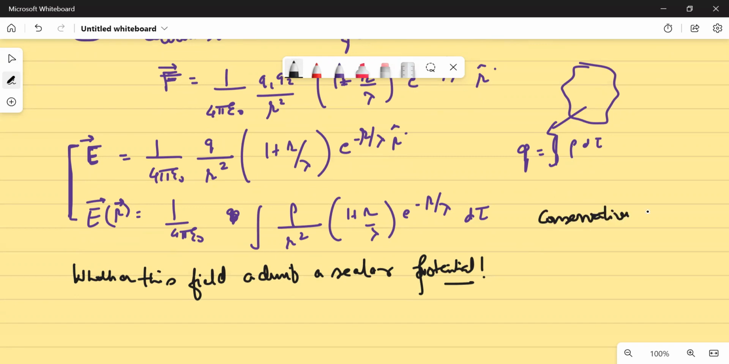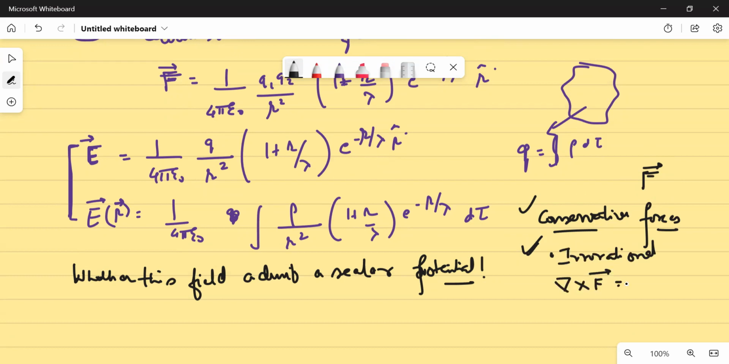So what do you mean by conservative forces? Just giving you an idea. Or conservative fields. Mathematically, if I want to say that my field F vector or E vector is a conservative vector field, what does math say? Math says that these kinds of fields are irrotational. And what do I mean by irrotational? That if you take the curl, it turns out to be zero. So if you take the curl of F vector, it comes out to be a null vector.